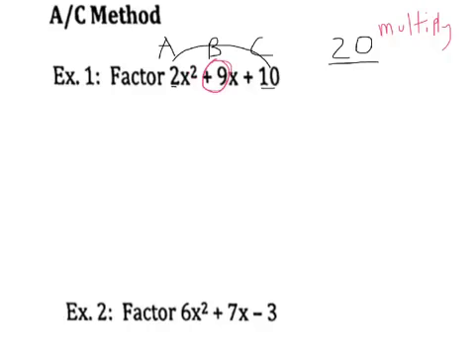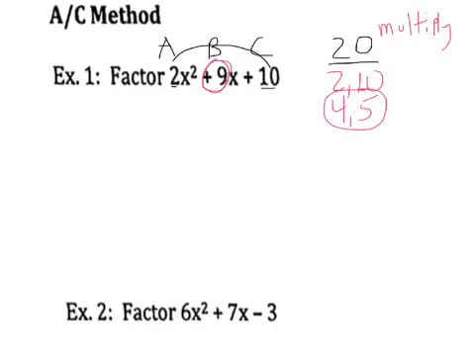I have to find a pair of numbers that when I multiply them, I get 20, and when I add them, I get 9. So try to think of numbers that multiply to be 20. There's 2 and 10, but those don't add up to 9. There's 4 and 5, so 4 times 5 is 20, and 4 plus 5 is 9. So there's my pair that I'm going to work with.